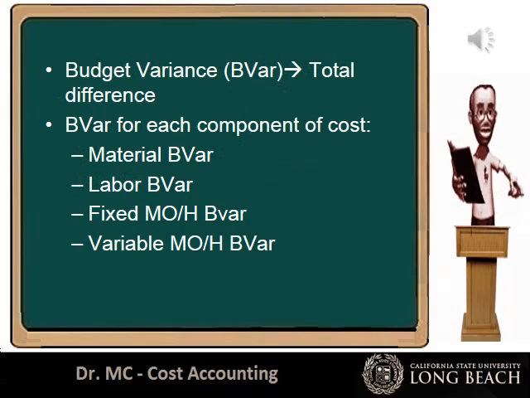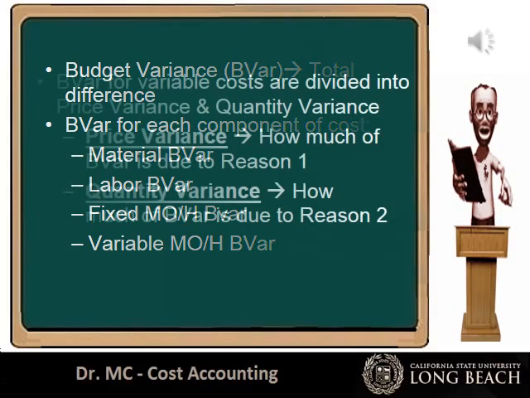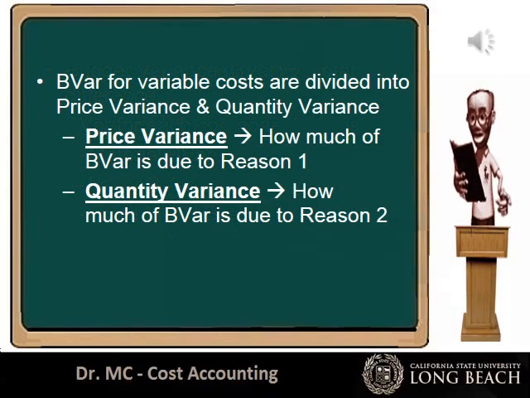A budget variance is the difference between the actual and budgeted cost for a cost component. We will calculate budget variances for direct materials, direct labor, variable overhead and fixed overhead. Each of those budget variances will be subdivided into two variances.